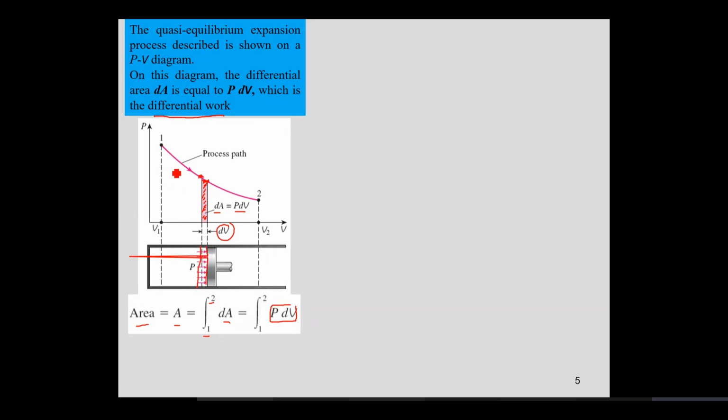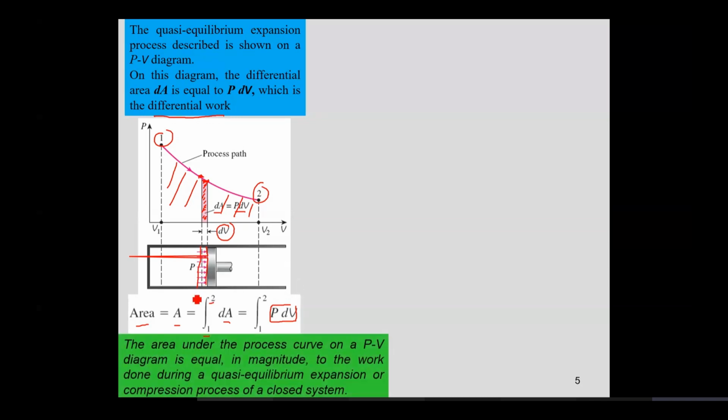So in other words, the total area under the PV curve as the system moved from state 1 to state 2 represents the total work done. As it is written over here, the area under the process curve on a PV diagram is equal in magnitude to the work done during a quasi-equilibrium expansion or compression process, again for a closed system.